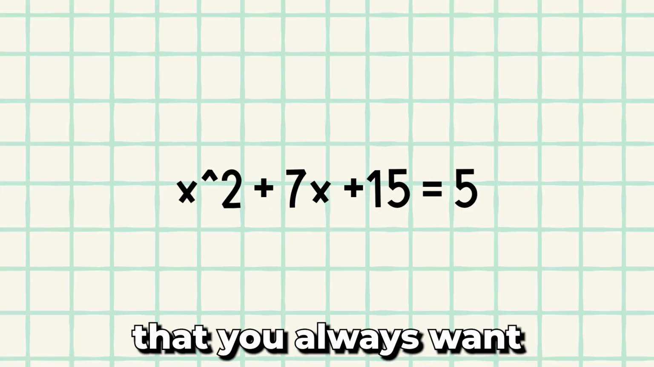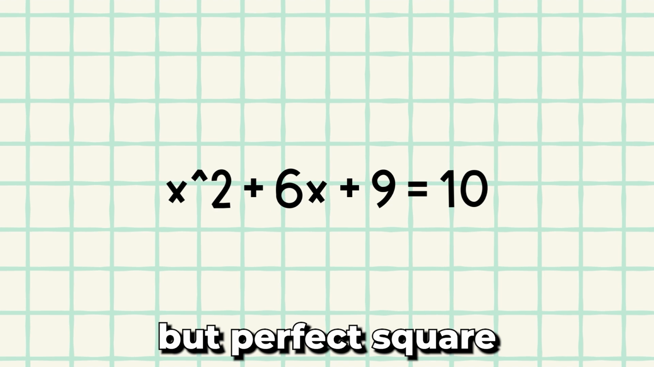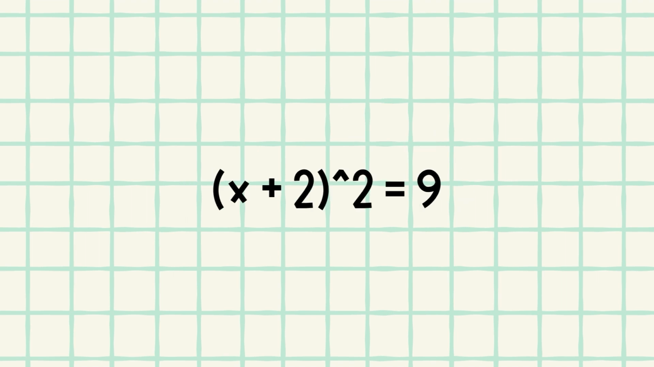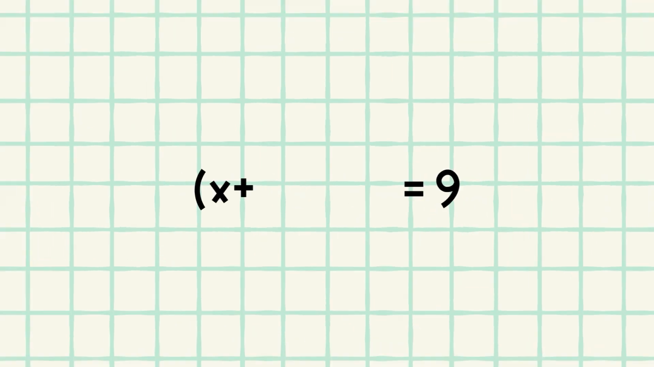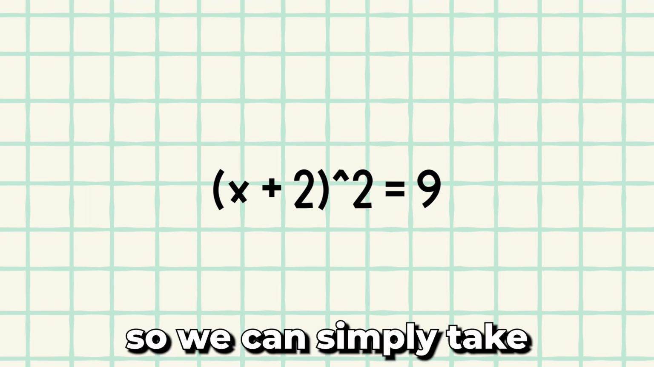Before I said that you always want to make the right side of the equal sign 0 before factoring, but perfect square equations are an exception. Consider x squared plus 4x plus 4 equals 9. The left side is the same as x plus 2 squared, since it factors as x plus 2 times x plus 2. Now we just have one x value, so we can simply take the square root of both sides, which gives x plus 2 equals plus or minus the square root of 9, which equals plus or minus 3.